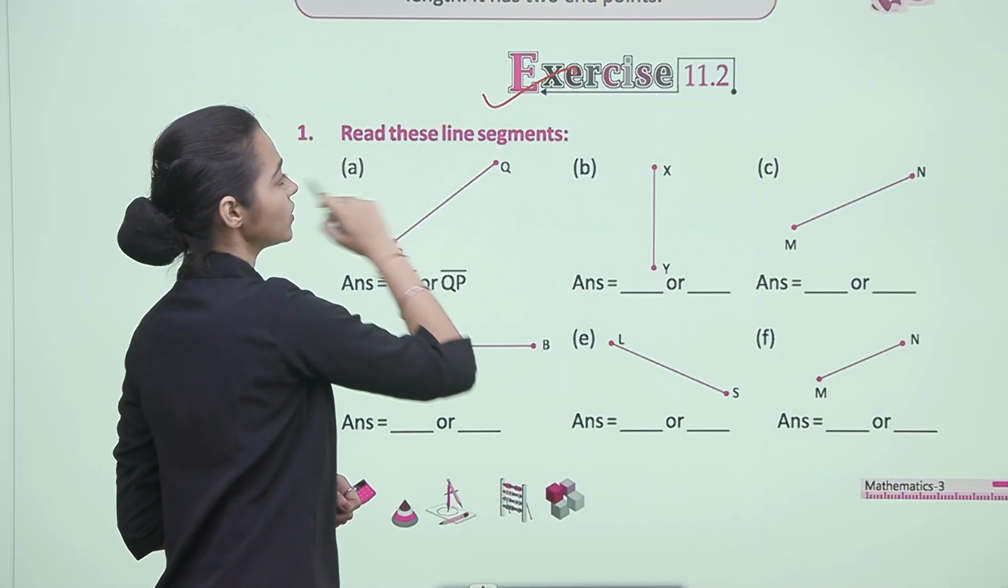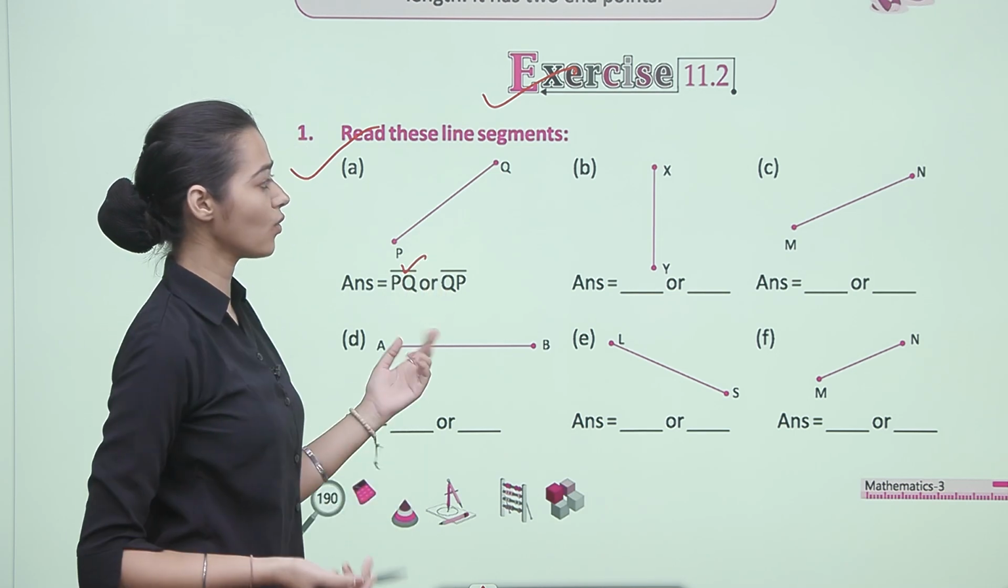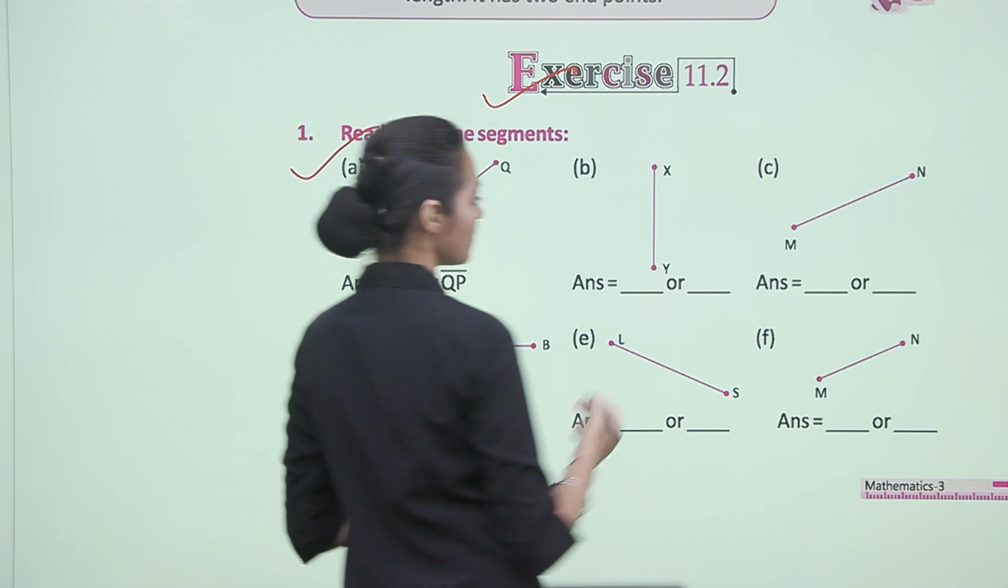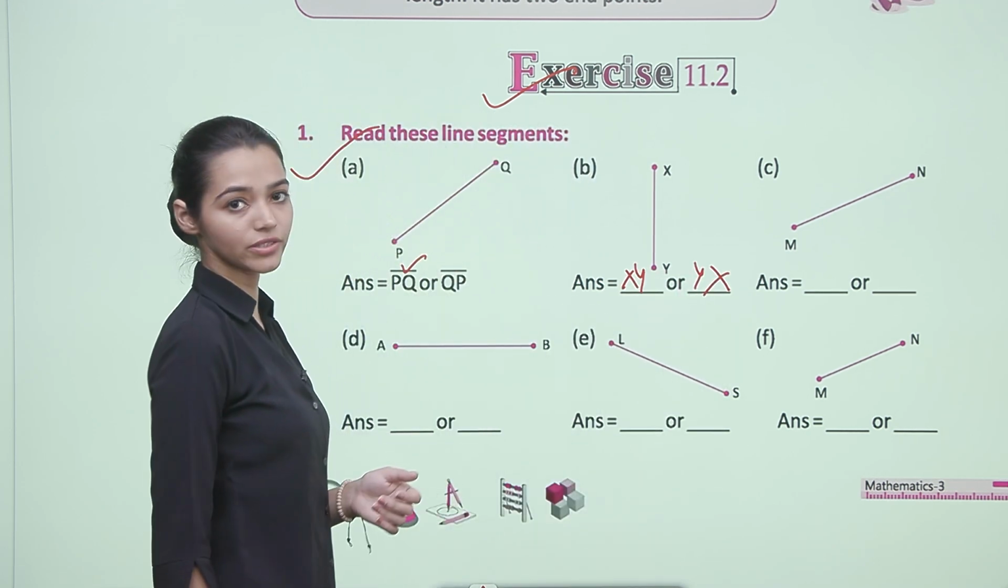Let's start with exercise 11.2. In the first one, we have to read these line segments. The answer is PQ or QP. In the next one, very good, XY or YX. That's how you have to complete the remaining part.